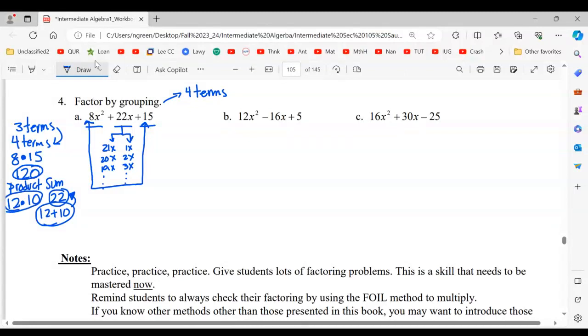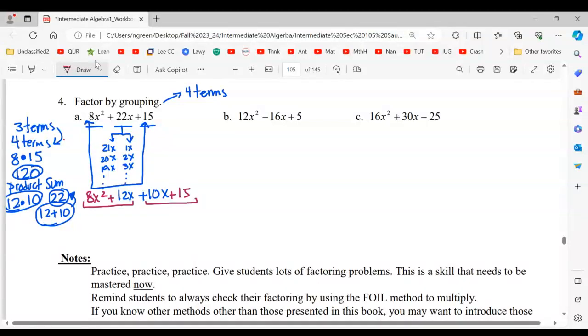So now I can split the one in the middle. It's going to be what? 12x plus 10x. That gives you 22x. And then I just write down the remaining. What is the remaining? 8x squared plus 15. Now how many terms do I have now? 4 terms. Take the first 2 together and find the greatest common factor.